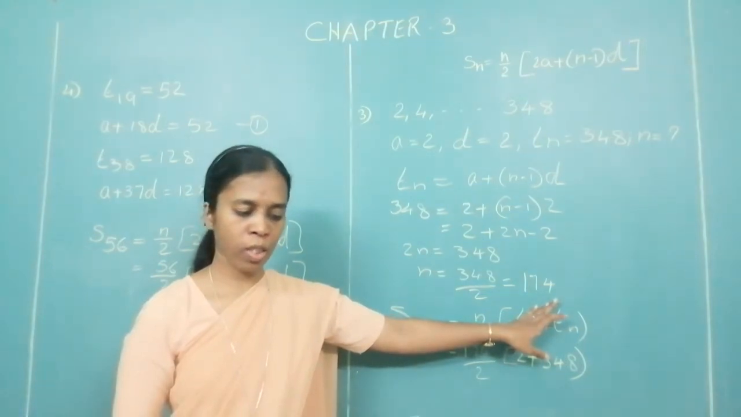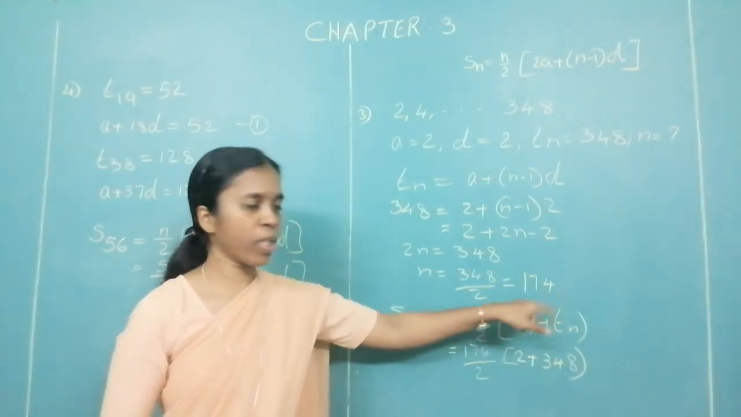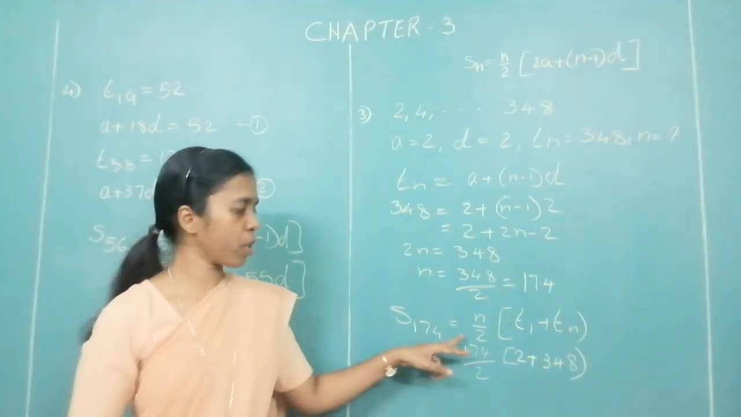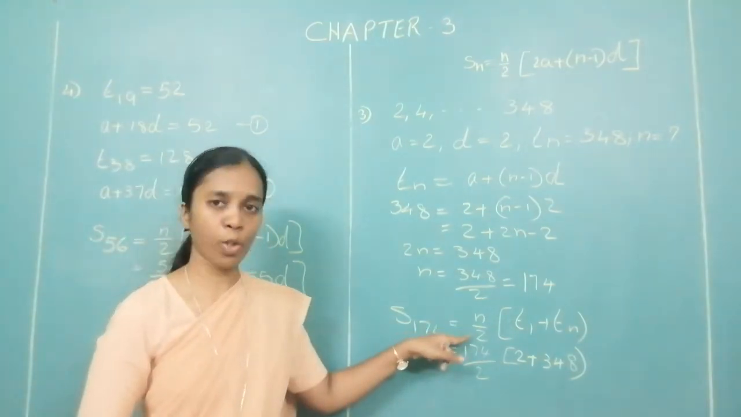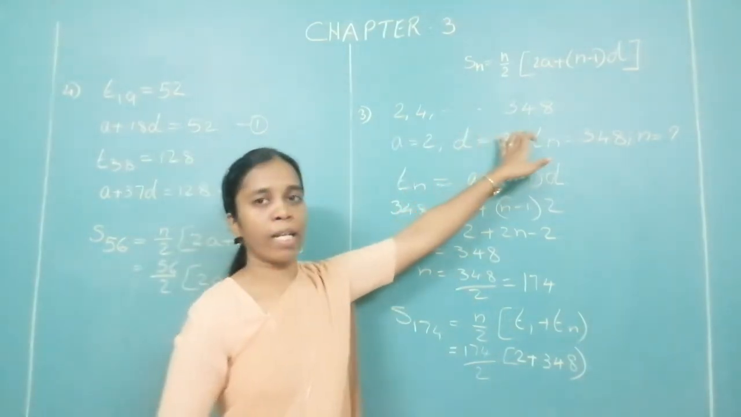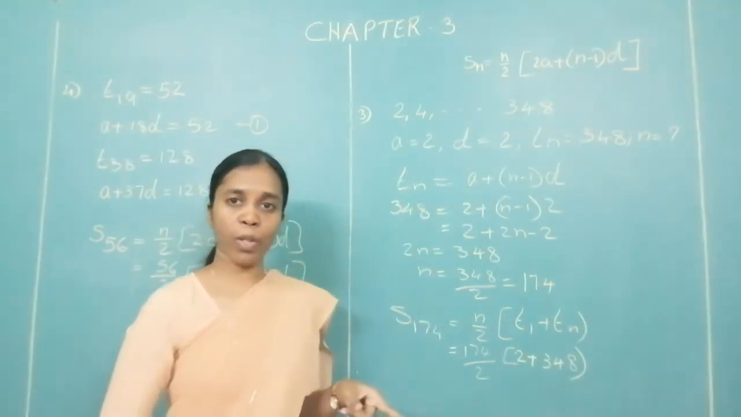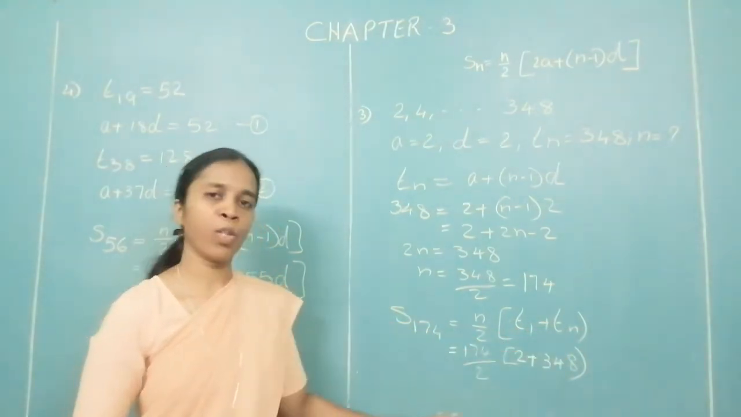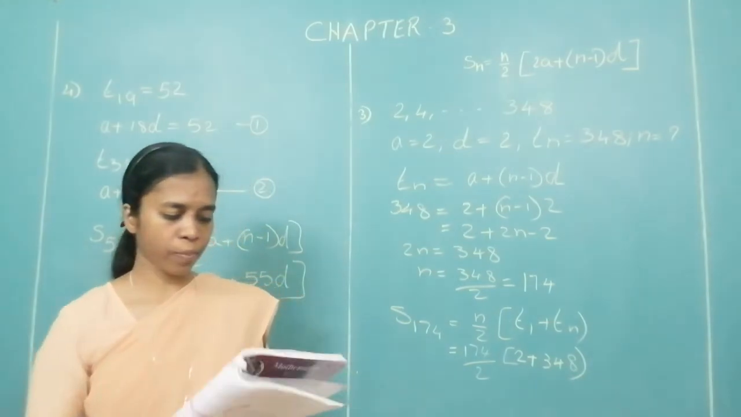Now what is the question? Find the sum of these 174 numbers. So sum of 174 numbers is equal to, write the formula, n upon 2. Look at the AP, first term is given, last term is given. So which formula you can use? T1 plus Tn. Substitute the values and you will get the answer.